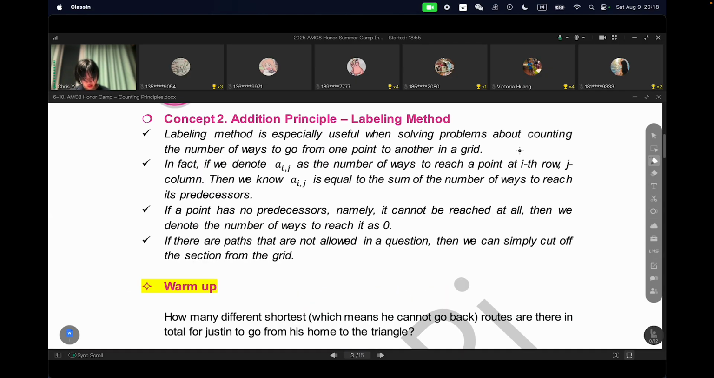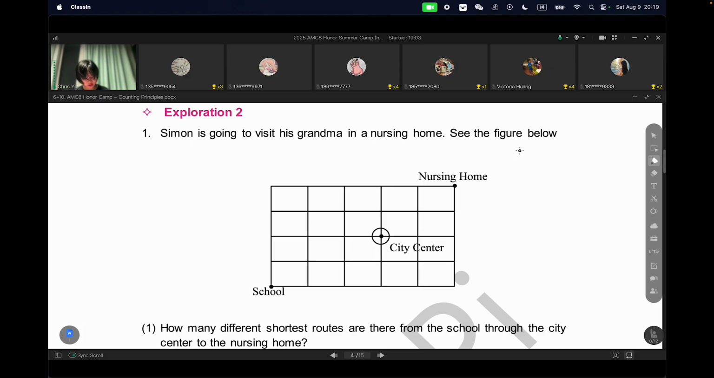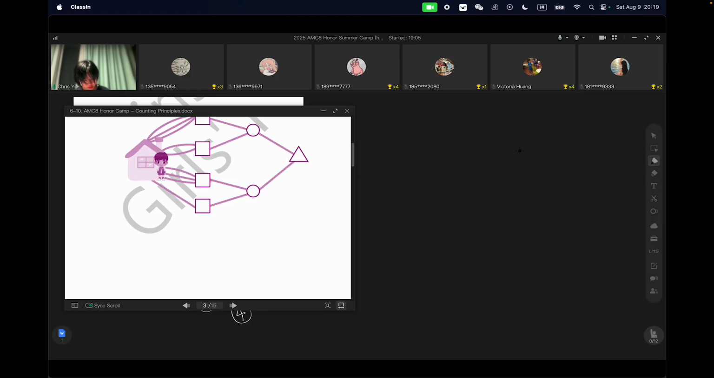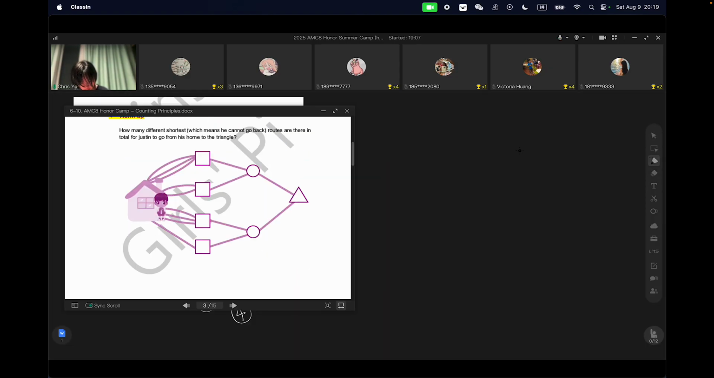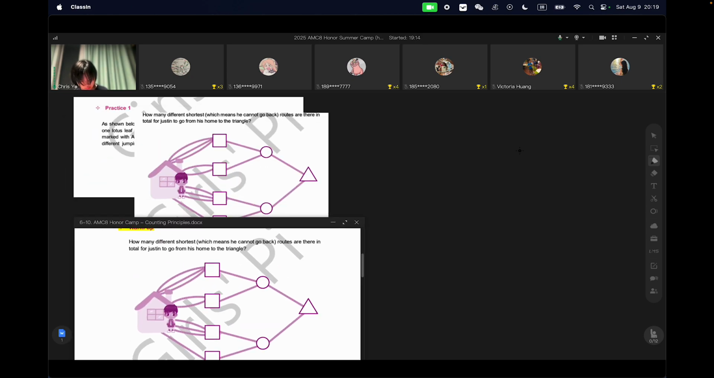So the next one is addition principle, also called the labeling method, which is going to look something like this. But let's first try and do our warm-up. Let me isolate it. So basically firstly I'll need to explain the addition principle.